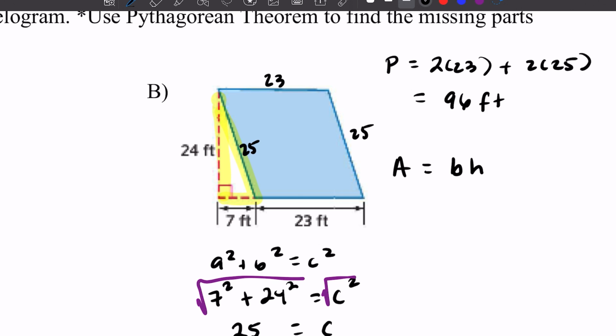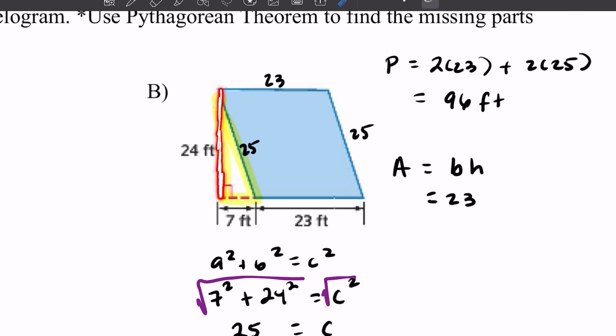So what's the base of the parallelogram? 23. And then the height should be what here? Let's see. Try this one. What's the height? 24. It is indeed 24. Y'all, it is not 25. Okay, 25 is slanted. That's not the height. It needs to be a straight line. So we can see that the height of this parallelogram is 24.